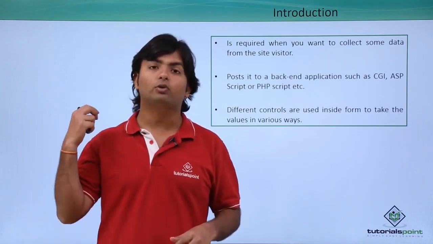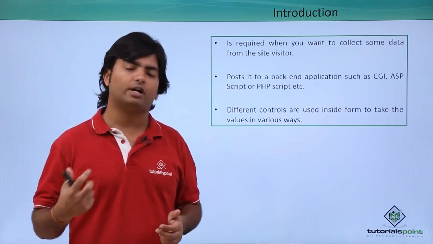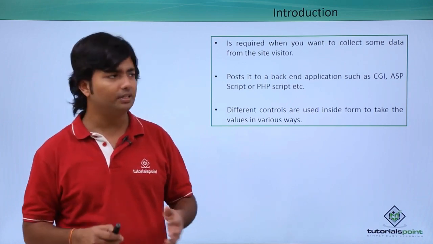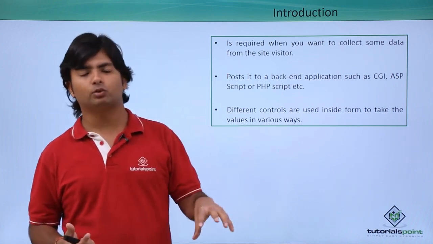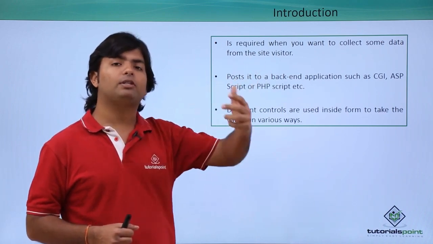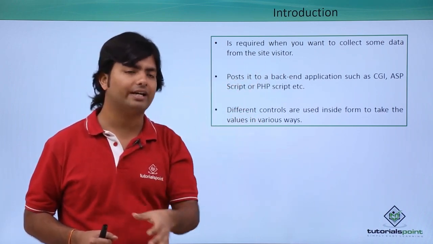So if I want to take some information, I will create a form which will contain some controls inside it, like a text box, drop down list, buttons or something. Depending on which kind of input you want to take, you will choose your desired control. When you fill up the form and click on the submit button, that is again one kind of control inside it.